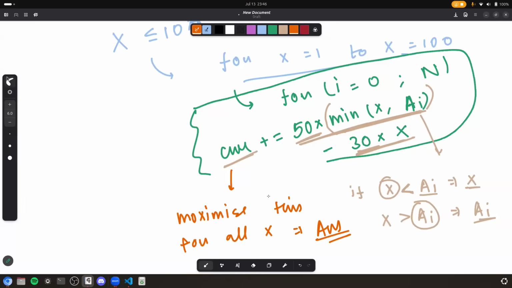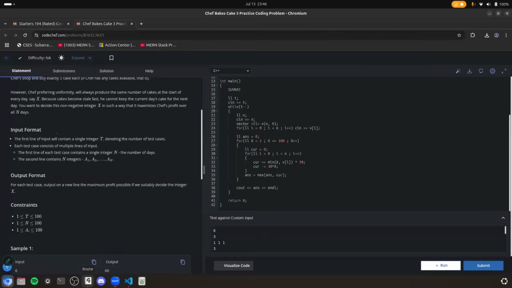So what the time complexity of this would be: since we are checking for all X from 1 to 100, that would be 100. And we are checking each in O of n, so that would be another 100. So O of 10 to the power 4, that will easily pass. So I'll show you guys the code.